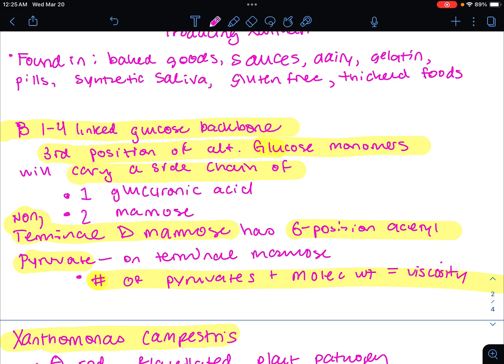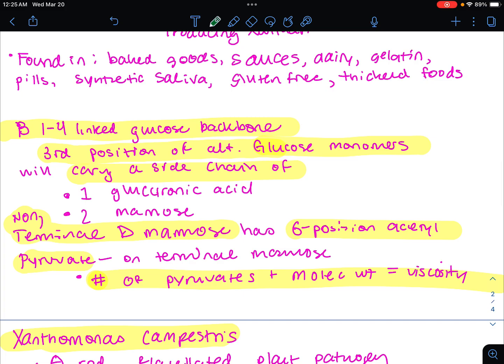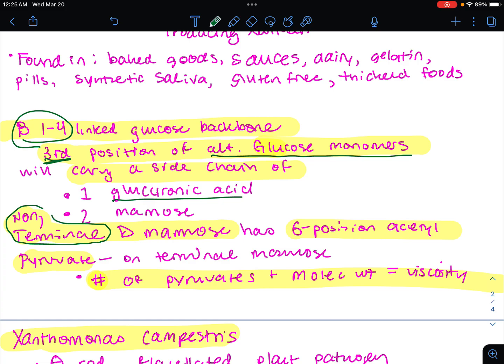So xanthan gum is going to be found in baked goods, sauces, dairy, gelatin, pills, synthetic saliva, gluten-free foods, and thickened foods. You're going to have this specific structure in the polysaccharide. Xanthan has these beta-1,4 linked glucose backbones. And at the third position, you're going to have an alternating glucose monomer with a side chain of 1 glucuronic acid and 2 mannose residues. On the non-terminal D-mannose, this D-mannose will carry an acetyl group at the 6th position. A pyruvate is attached to the terminal mannose, however. The number of pyruvates and the molecular weight determines the viscosity of xanthan.